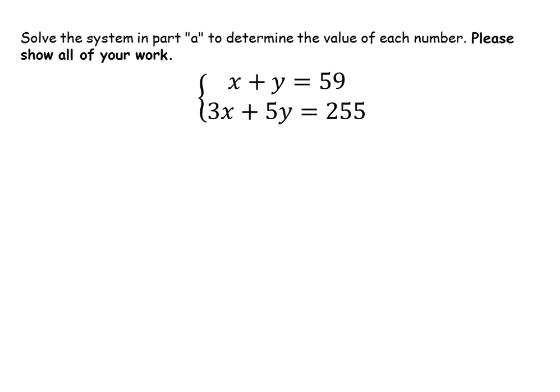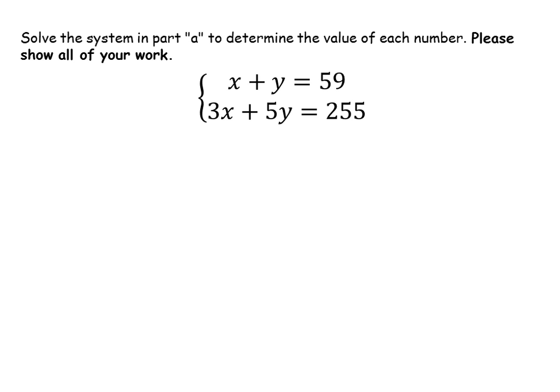The next part asks us to take that system that I've now written right here in part A and determine the value of each of the numbers, and we're going to show all our work, of course. So I have the system and I'm going to solve this system. I'm not going to use graphing because I don't want to. It's horrible. I don't like graphing at all, so I understand where people are coming from there. And it's not very useful either. It's kind of tedious, takes a lot of work, and we're not really guaranteed to get a correct answer. So I'm going to use elimination here, or addition.